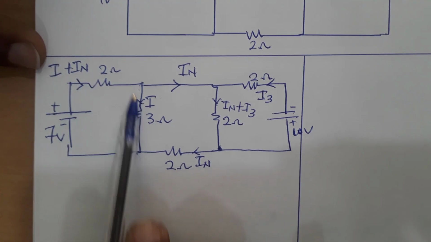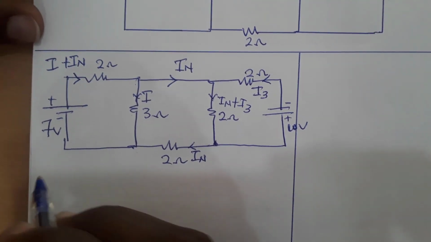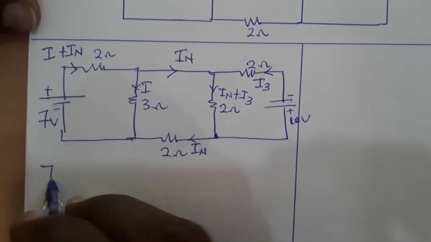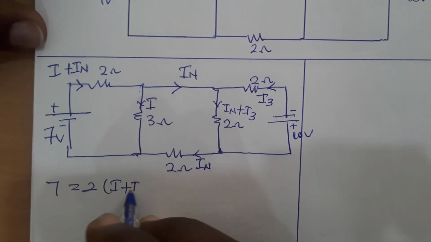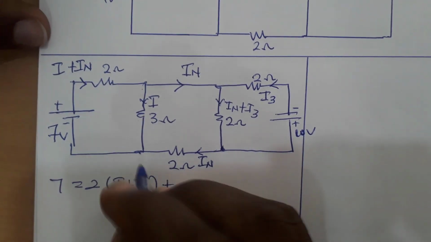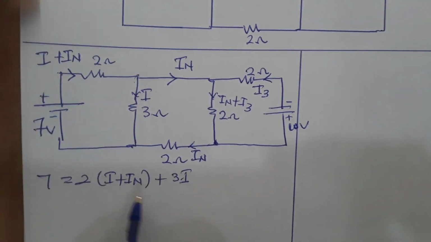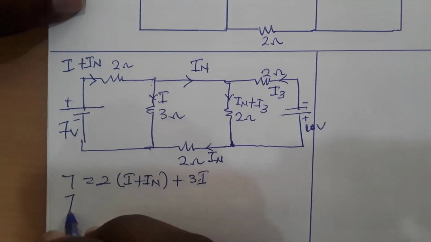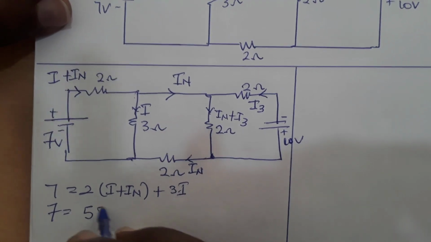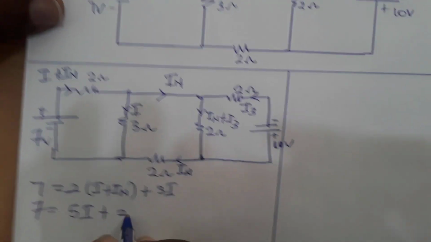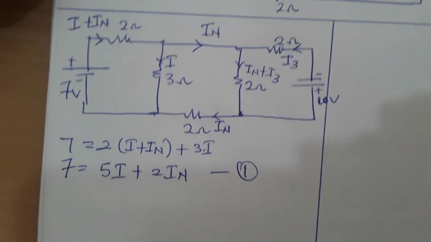Taking this loop into consideration, I can write from KVL that 7 should be equal to 2 multiplying I plus IN plus 3I, because they are all in the same direction. That is why everything is positive. If I simplify this, I should have 7 equals 5I plus 2IN over here. Let's say this is equation 1.